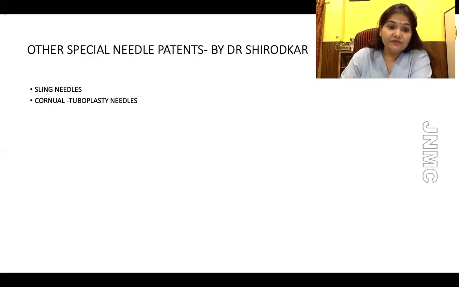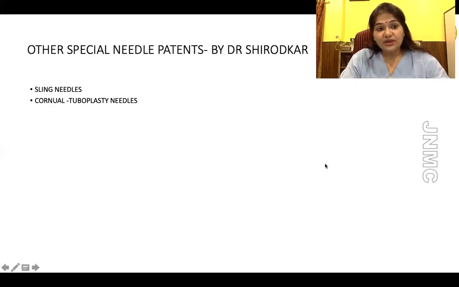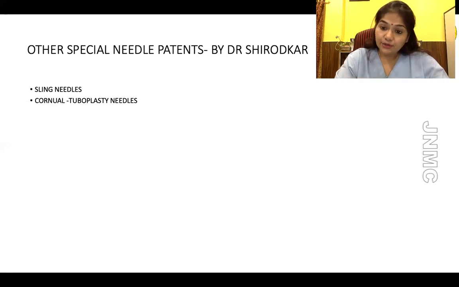Encerclage needle, when it is given to you, how do you time the cerclage? All these things are going to be asked, right? Why do you do it at 16 to 18 weeks? Then what is the cervical length? What all findings will you get for incompetent os, funneling, ultrasound features? All these questions could be asked to you, right? So other special needles which were devised by Dr. Shirodkar were sling needles and Cornwall or tuboplasty needles.